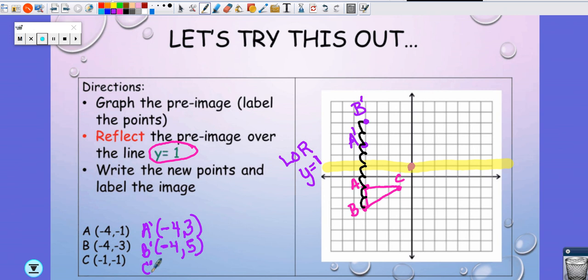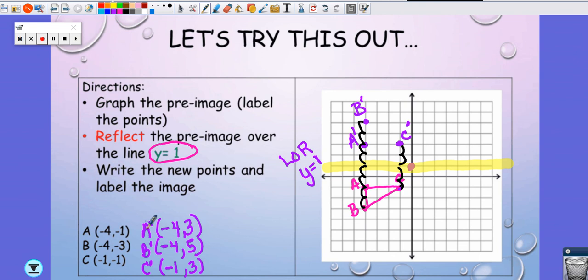Now I need to go get my C prime. So I'm going to go and count. I am 1, 2 spaces from my line of reflection. So now I'm going to go 1, 2, and I am 2 spaces above, and that is my C prime. And so that ordered pair is -1, and then I got 1, 2, 3. -1 and 3.